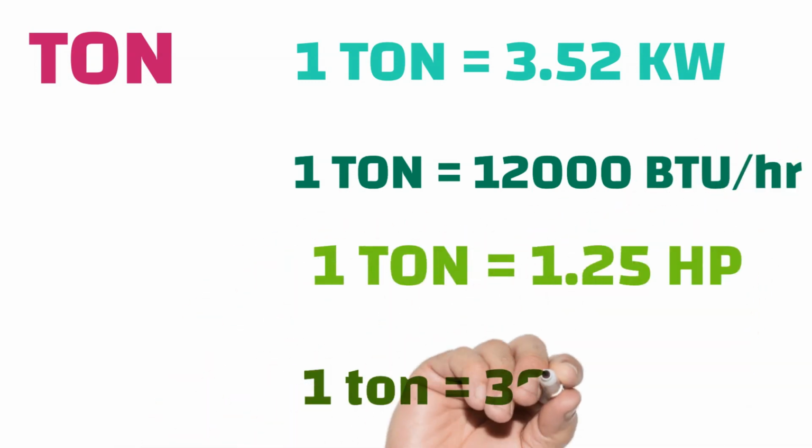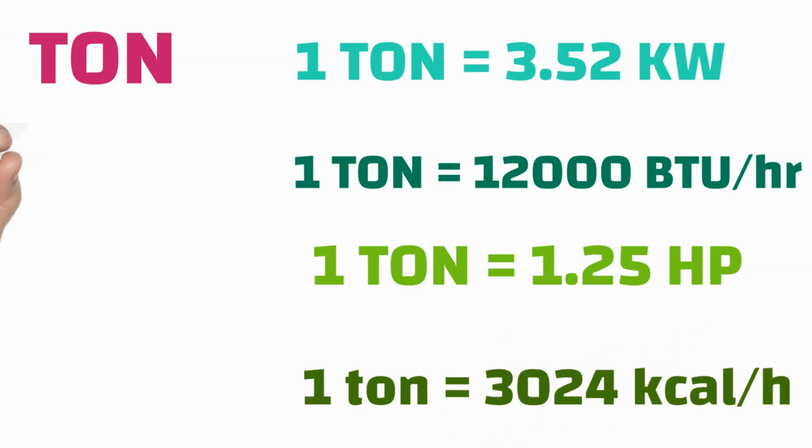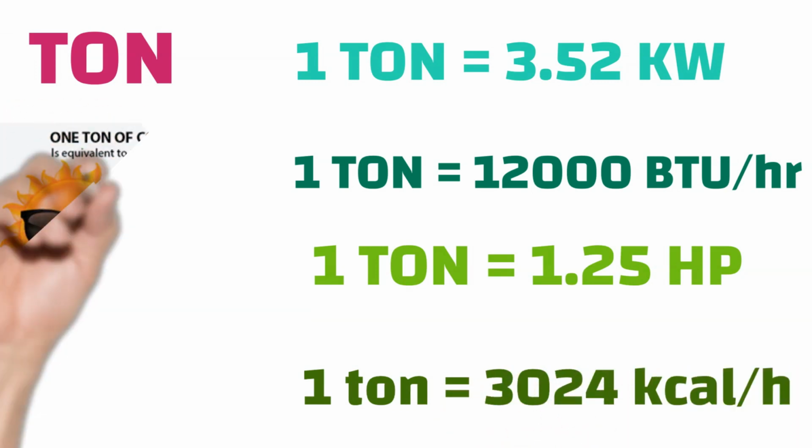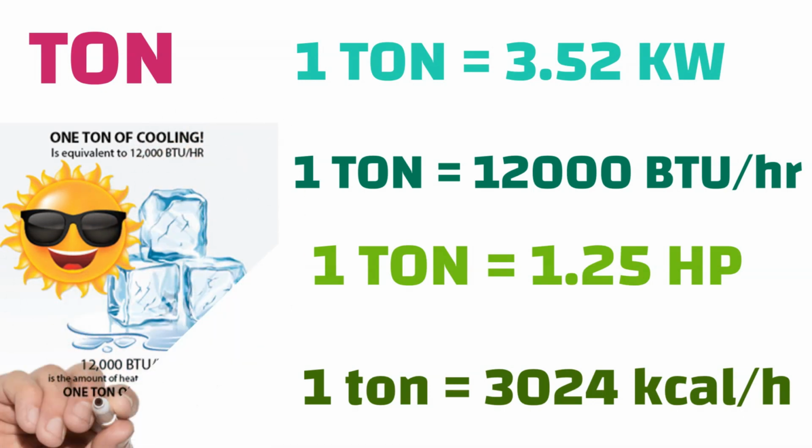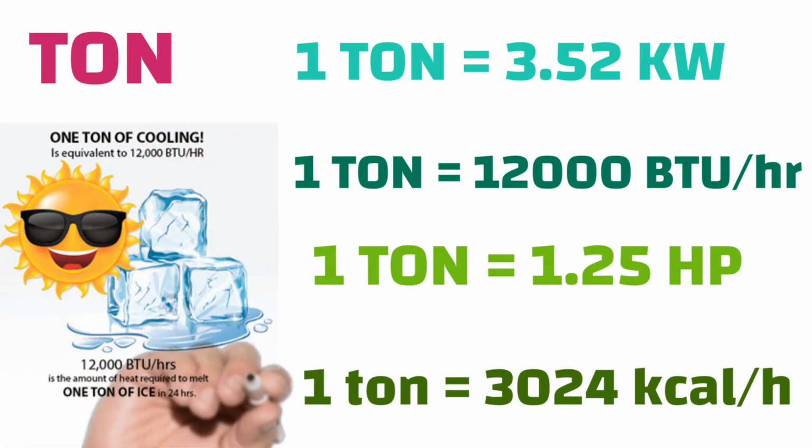Ton, also called ton of refrigeration, TR, simply denotes the amount of heat required to melt 1 ton of ice in 24 hours.